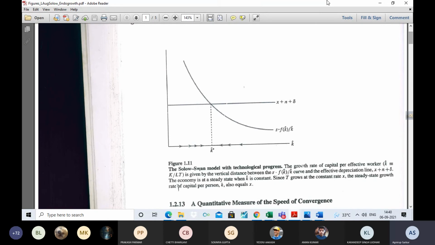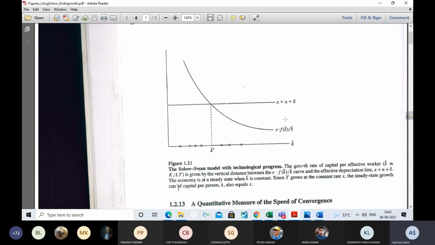So instead of a downward sloping SFK by K schedule, we would have an upward rising SFK by K schedule, right? So the SFK by K curve would be upward sloping, at least over some range. And the growth rate K dot by K would be increasing with K in this range, right? So at least for some range of capital per capita, we might have a positive growth rate of capital per capita, right?